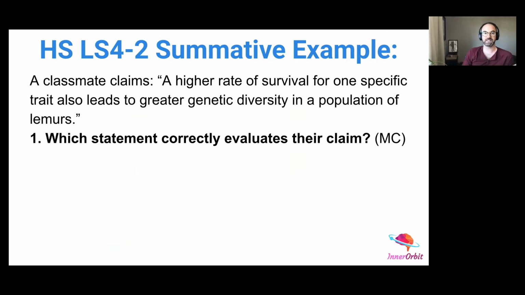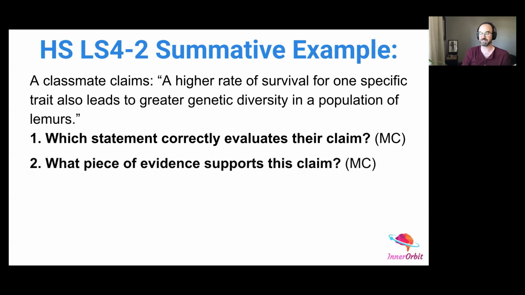A classmate claims a higher rate of survival for one specific trait also leads to greater genetic diversity in a population of lemurs. We're going to ask a couple questions about this claim, and then we'll have a couple questions that don't include all the text of the question, because you don't need all of that, but instead we'll outline the flow of questioning that we're looking for. So which statement correctly evaluates their claim, giving students options, having them choose one that correctly evaluates this claim. What piece of evidence supports this claim.